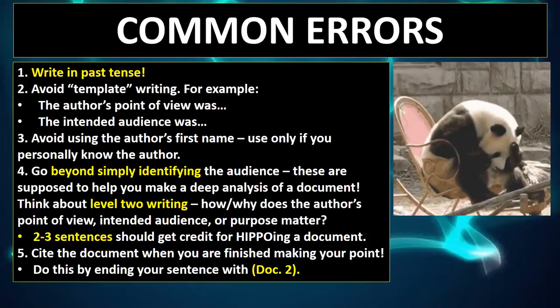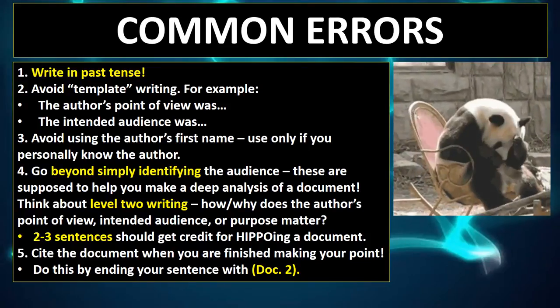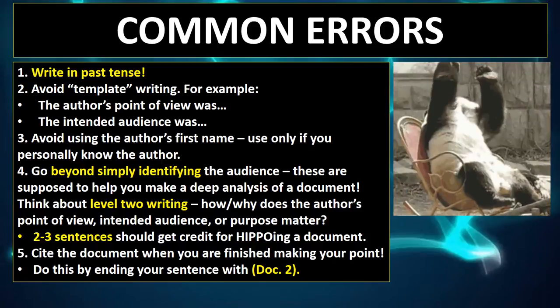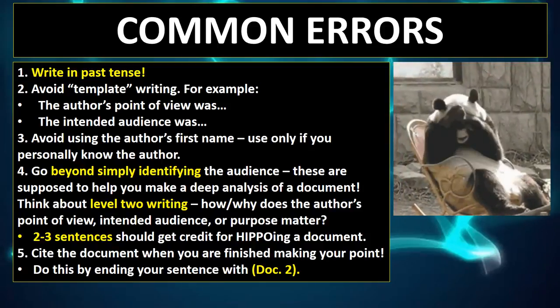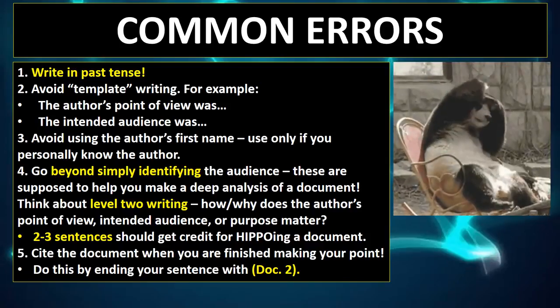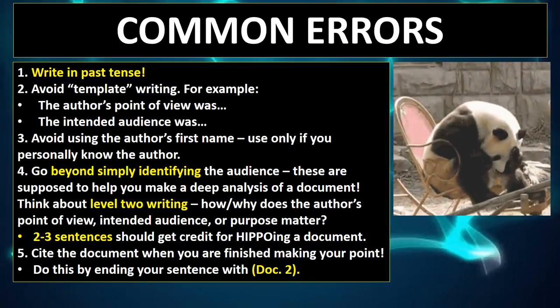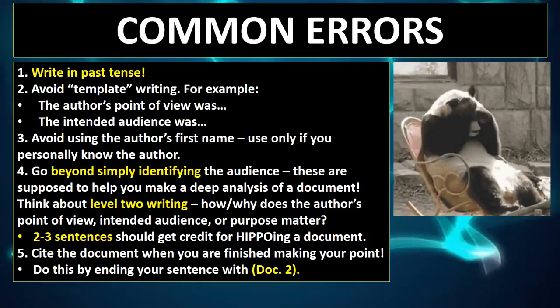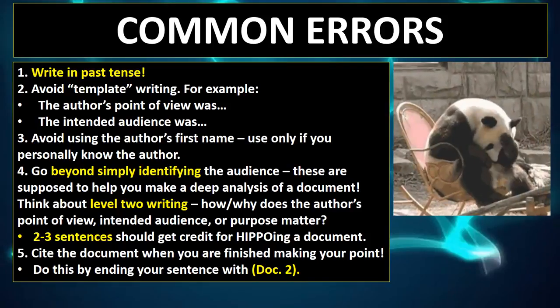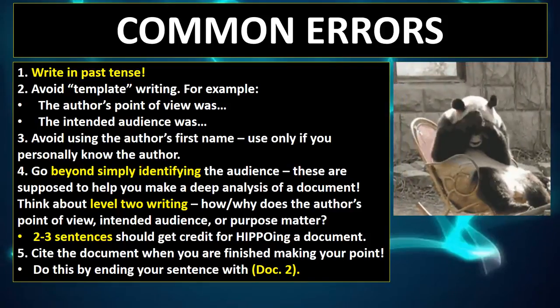Always remember to avoid writing in past tense. Avoid template writing. You don't want to say the author's point of view was or the intended audience was. It can be as easy as saying something like Winthrop saw, Smith viewed, or something of that nature. Number 3, avoid using the author's first name. Use it only if you personally know the author. So I'm never going to refer to Abraham Lincoln as just Abraham. I never personally knew him, so I'll always refer to him as just Lincoln.